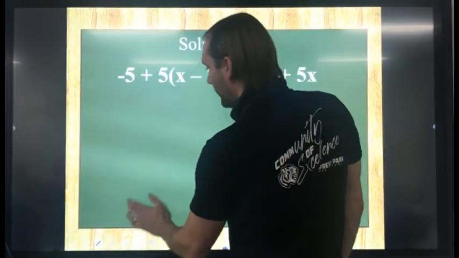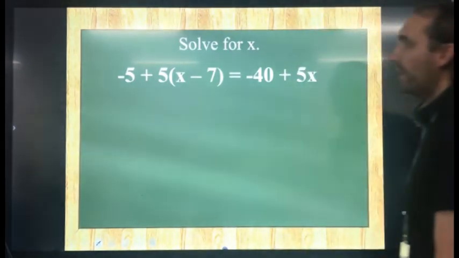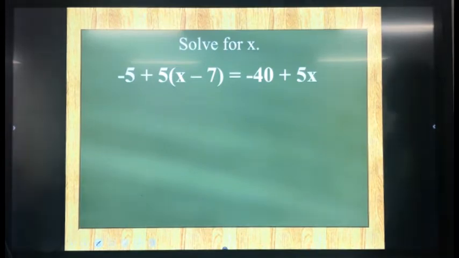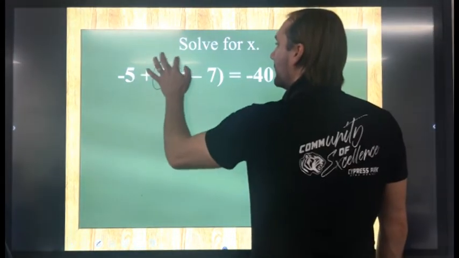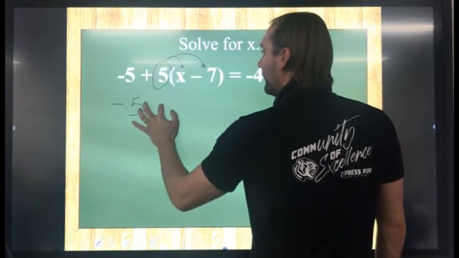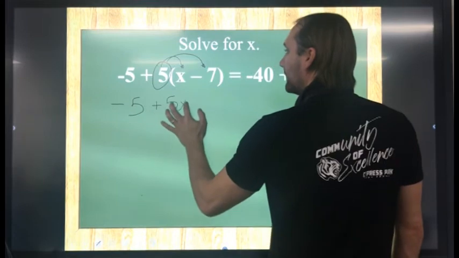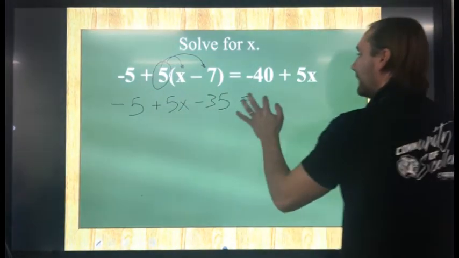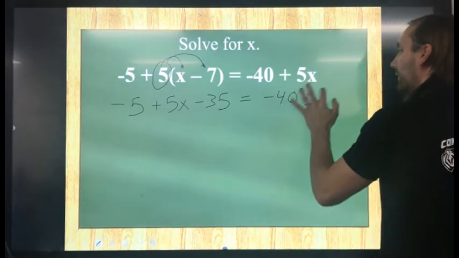Let's look at another one. -5 plus 5 times x minus 7 equals -40 plus 5x. What's the first thing I want to do? Distribute this 5 times the x and the -7. So -5 plus 5x, 5 times -7 is negative 35, equals negative 40 plus 5x.